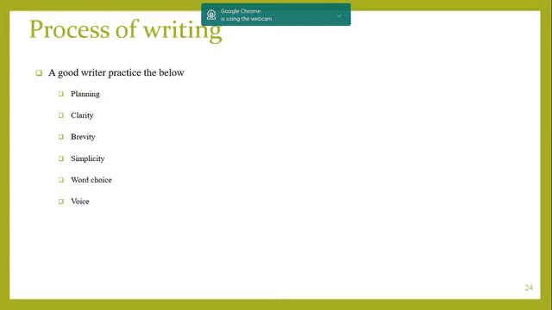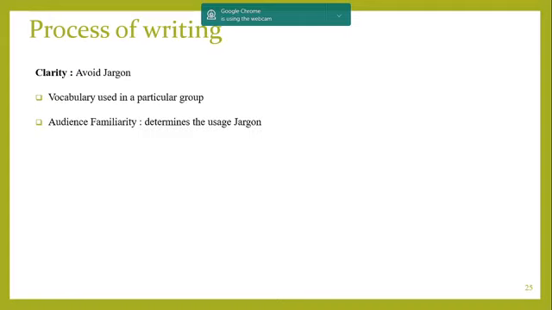So what a good writer should have is planning. We discussed that planning part. The other parts are clarity, brevity, simplicity, word choice, and voice. We will discuss each of them now. Clarity.